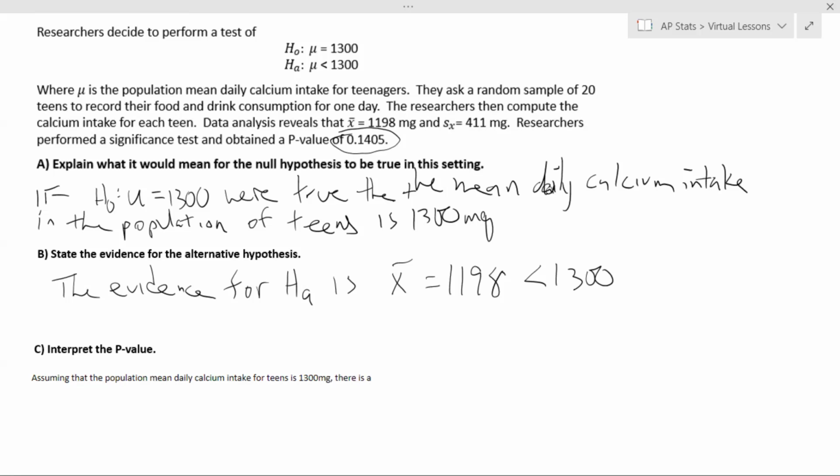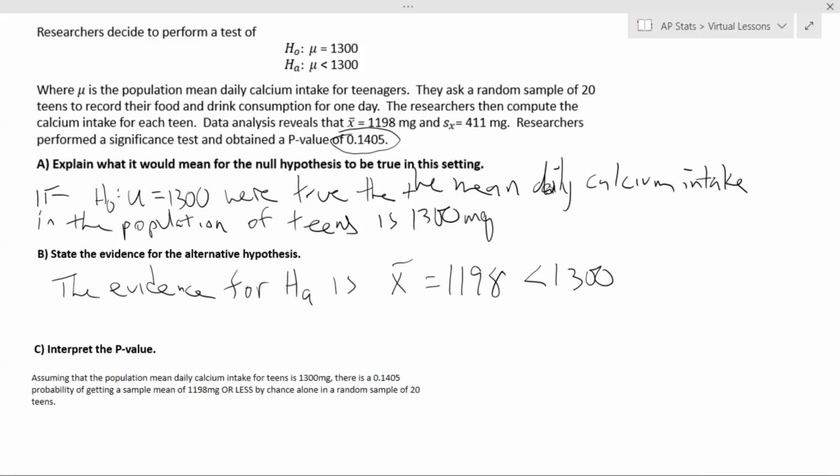there is a 0.1405 probability of getting a sample mean of 1,198 milligrams OR LESS. I'm putting it in capitals just to emphasize it. You don't have to do it like that whenever you're doing this in practice. By chance alone, in a random sample of 20 teens. Okay, so a couple things here.